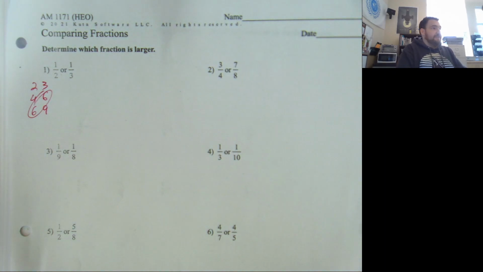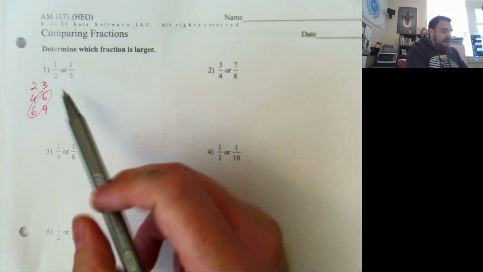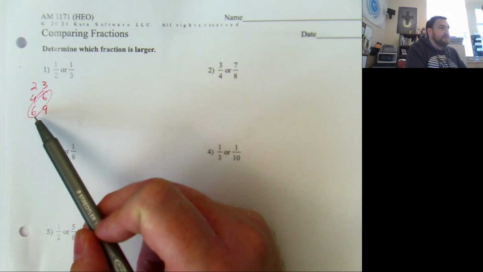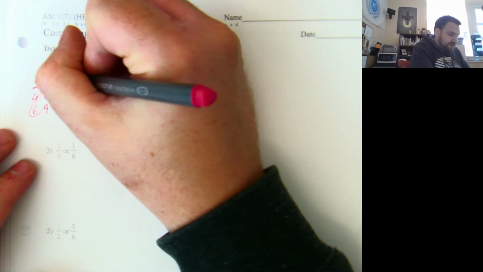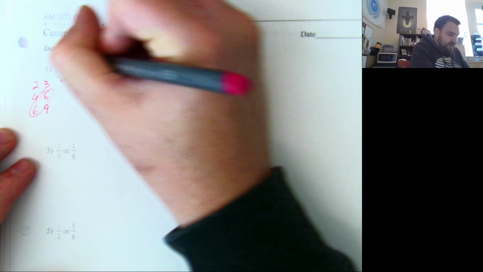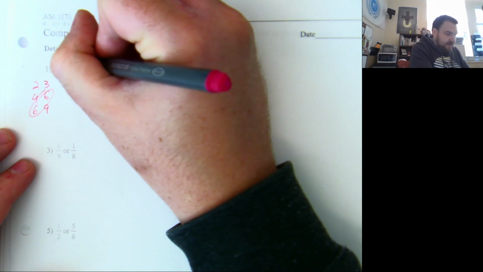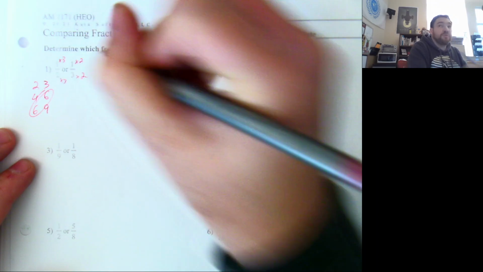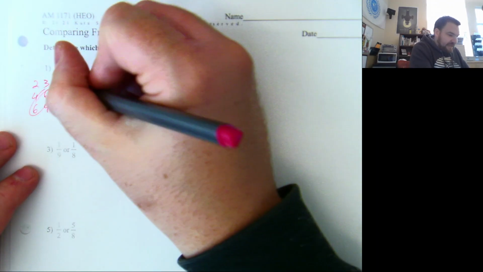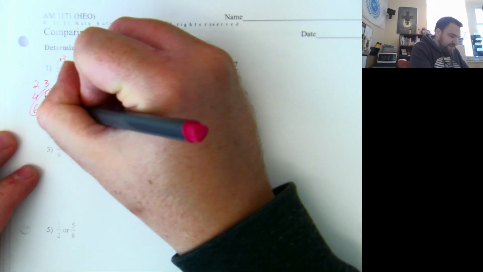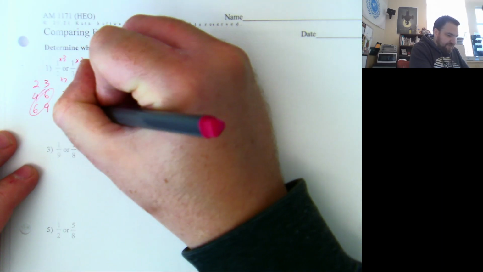Using your multiplication tables for this makes this a lot easier because you can see very easily what I have to multiply 2 by to get to 6. Well, 2 times 3 is 6, times 3, and this one's going to be times 2 and times 2. I'm just doing the first one as an example. Then you would have gotten 3 over 6, and you would have gotten 2 over 6.